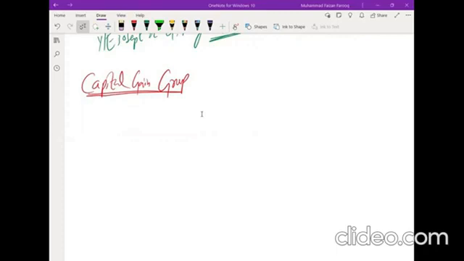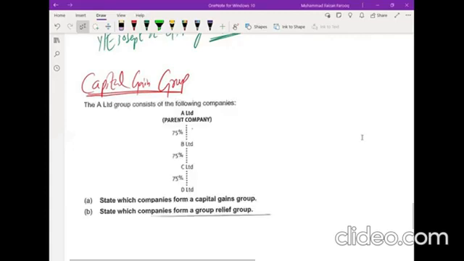Okay. So what is the difference? We will discuss with this example. I am sharing the example. First of all, tell me the requirement B. Requirement B, you know by yourself now, group relief group. We learned this B requirement. So for B, A is part of group, right? Because A is the main company. B, 75% holding. What you will say, yes or no?